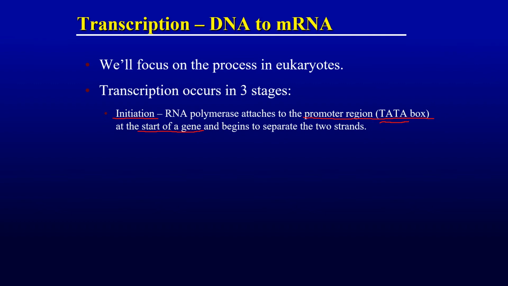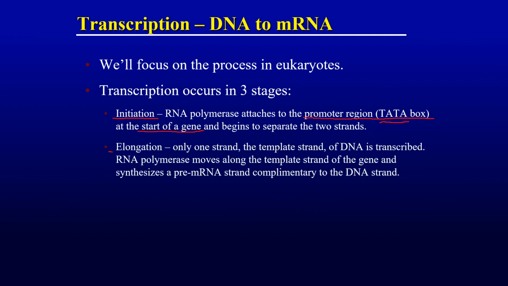And when the RNA polymerase attaches to that promoter region, it moves along the DNA strand in a specific direction, and it begins to separate the 2 strands. So the next part is elongation. Only one strand of the double-stranded DNA molecule, which we refer to as the template strand, is used to transcribe pre-messenger RNA. And the RNA polymerase moves along the template strand of the gene, and it assembles a strand of pre-messenger RNA that's complementary to the DNA strand.